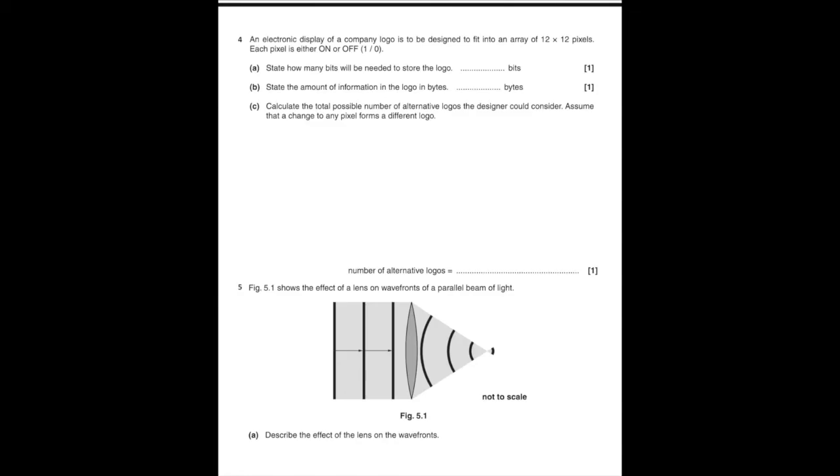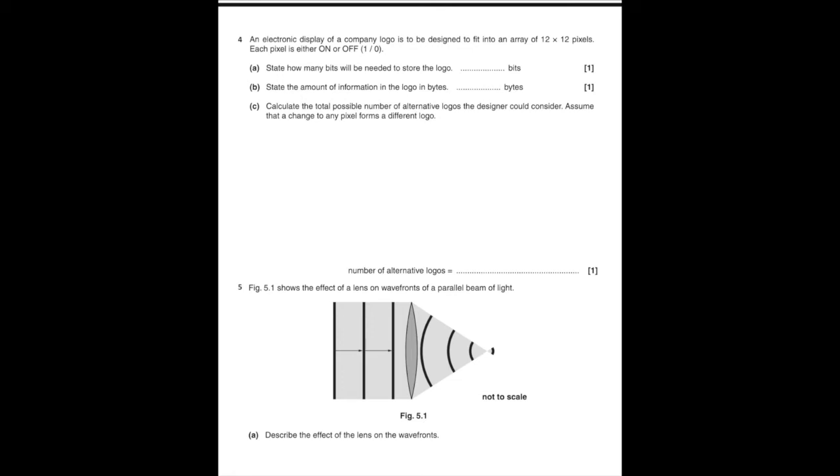Here we're looking at digital image storage and digital image coding. Okay, so we've got an array of 12 by 12 pixels, and each pixel is either on or off. Okay, so each pixel is either a 0 or a 1, and that means that we use 1 digit to code each pixel. Now remember, a single digit is 1 bit. So part A is asking us how many bits we need to store the logo.